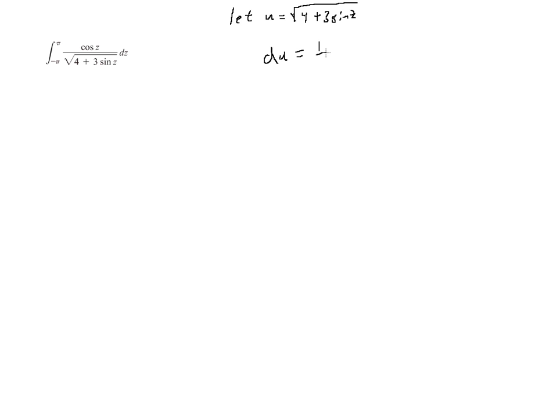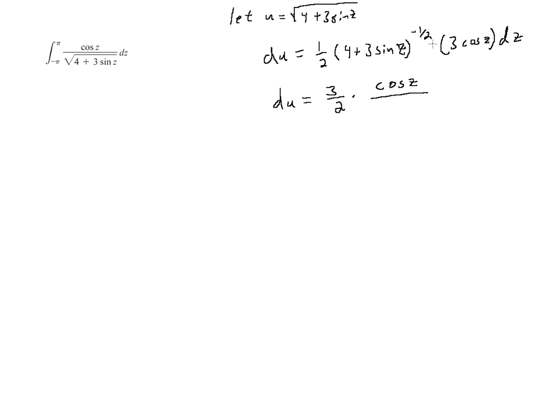So I'll have du equals, I'll just go ahead and do that. Because this is 4 plus 3 sine z to the 1/2, this will be 1/2 times 4 plus 3 sine of z to the negative 1/2, times the derivative of the inside, remember the chain rule, which is 3 cosine of z, and then dz. Let's rewrite this a little to see that we have almost exactly our integrand: 3 over 2 times the cosine of z over the square root of 4 plus 3 sine of z dz.